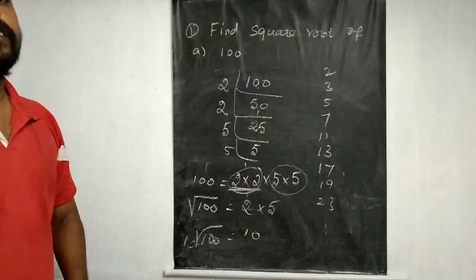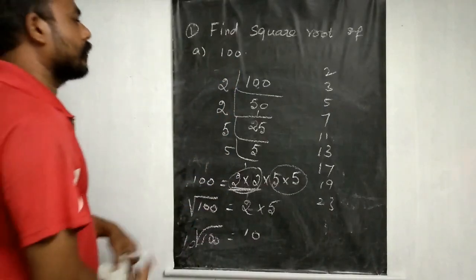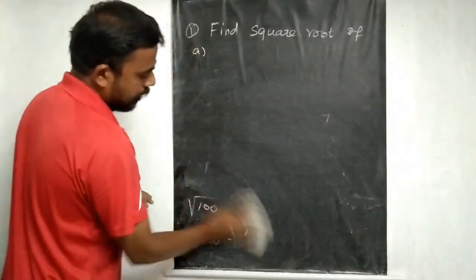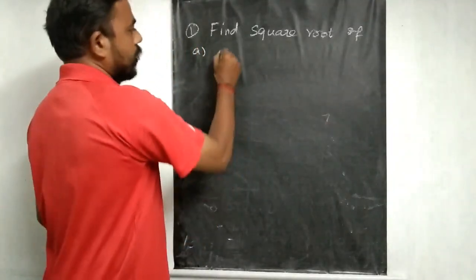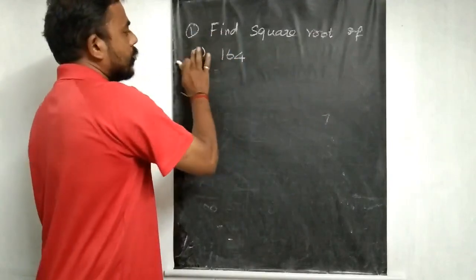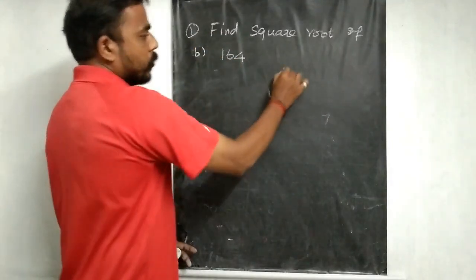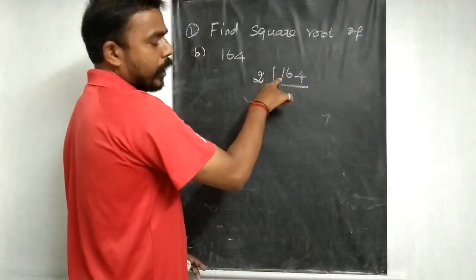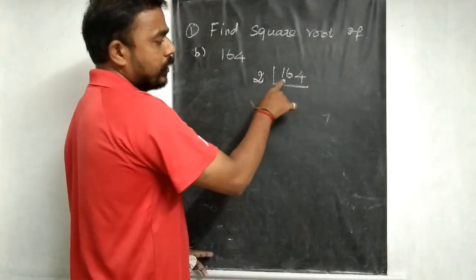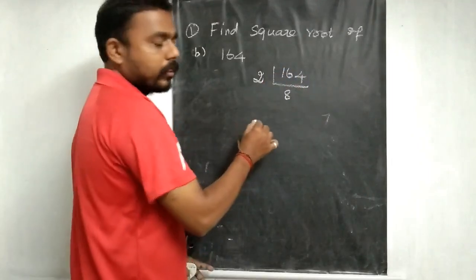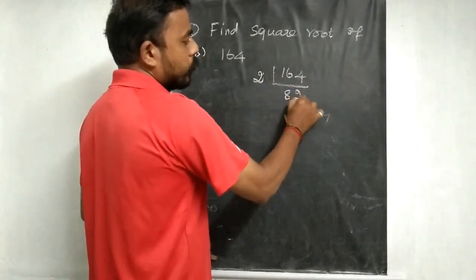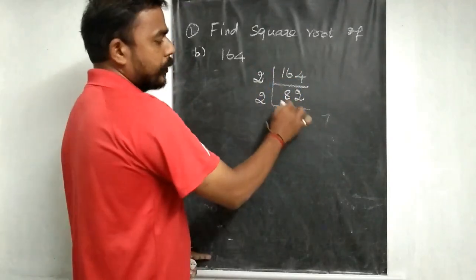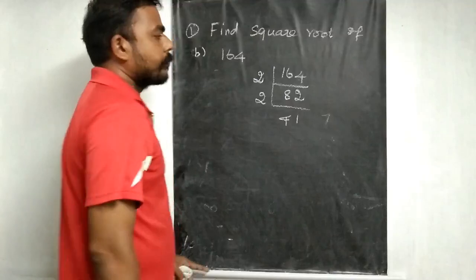Using prime factorization we are going to write this number. Now come to 164. So 164, 2. 1 is not possible to divide. Now come to 16. We have 8 2s are 16. Remaining 4, 2 2s are 4. Then once again 2. So 41.